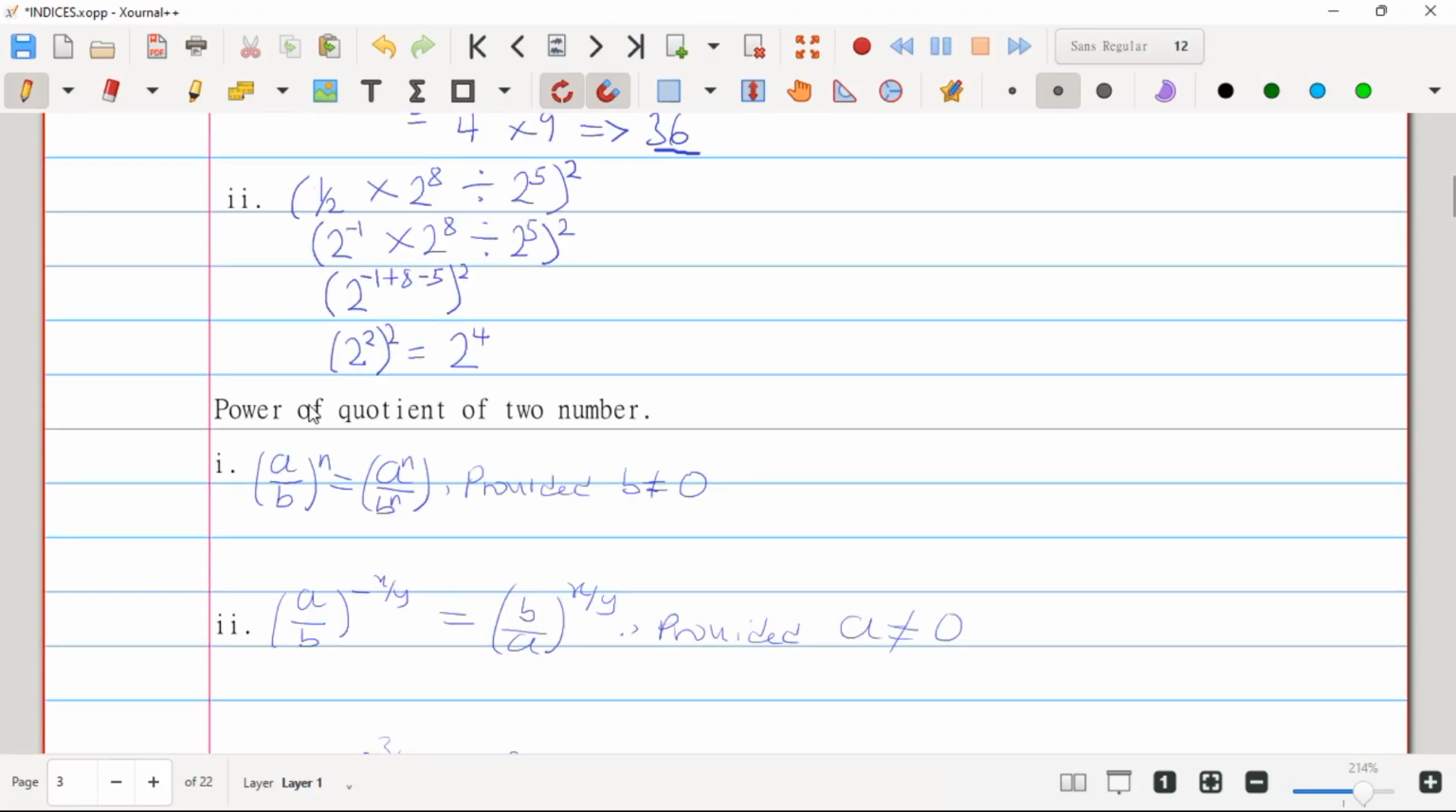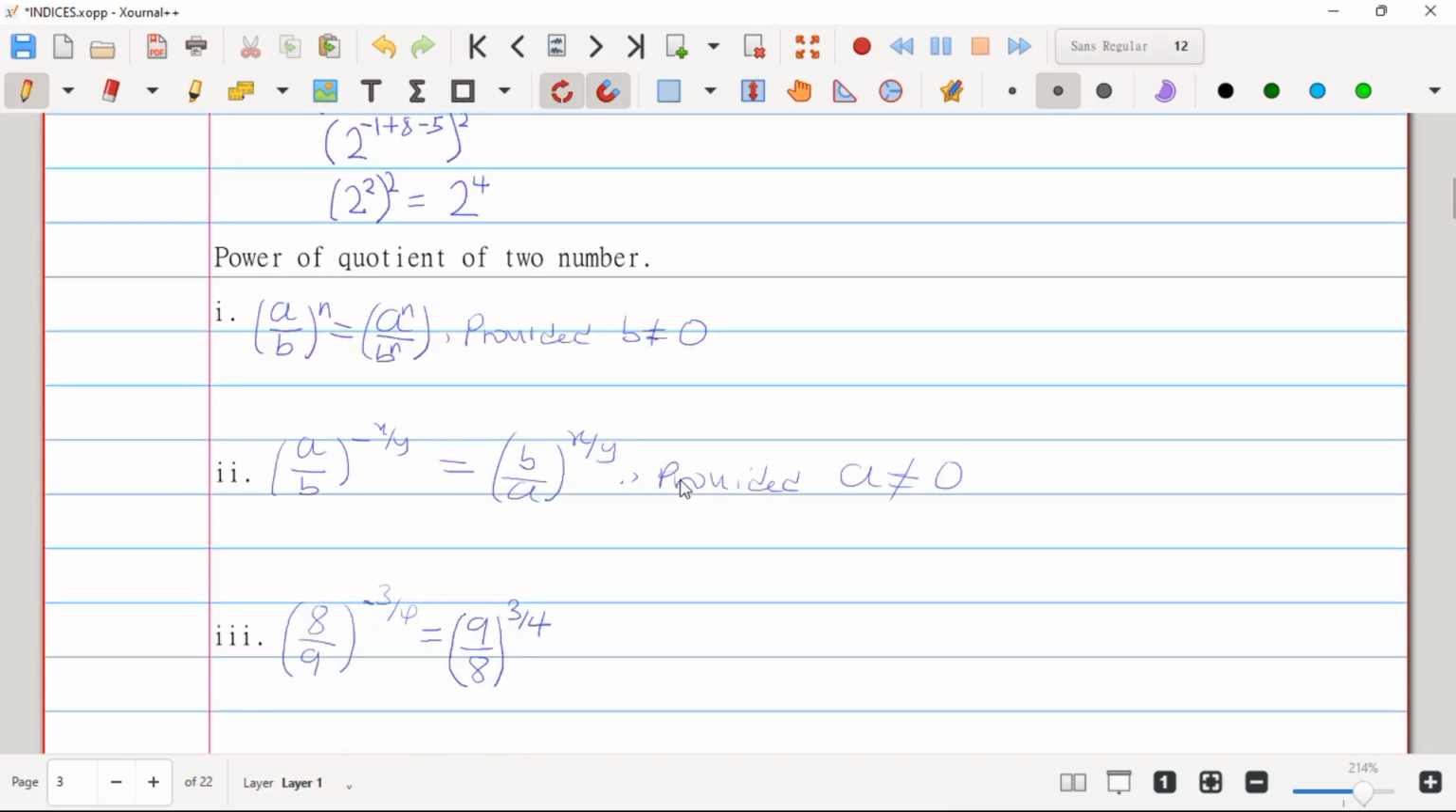Now the last law that we have is the power of a quotient of two numbers, right? We are dividing two numbers with a given index. We are just going to apply the index to both the numerator and the denominator. So as you can see, we have a divided by b all raised to n, so you are going to have a raised to the power n divided by b raised to the power n, as you can see here, provided our b is not equal to 0, right?